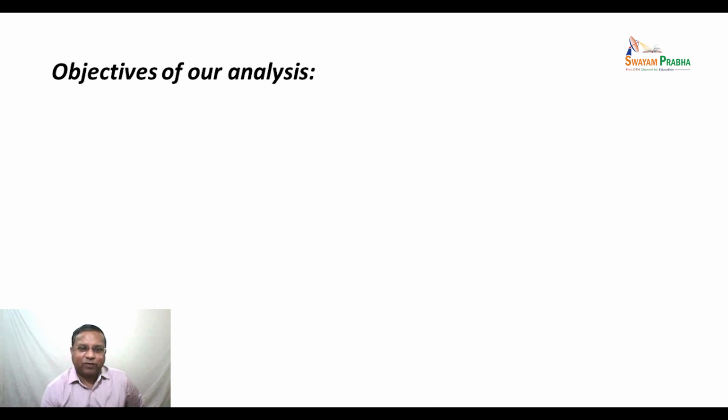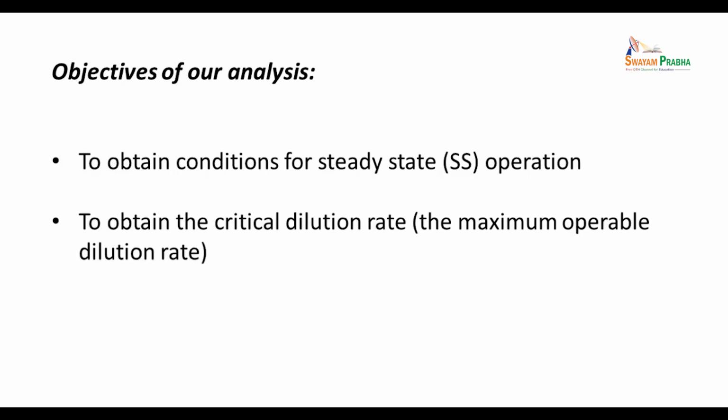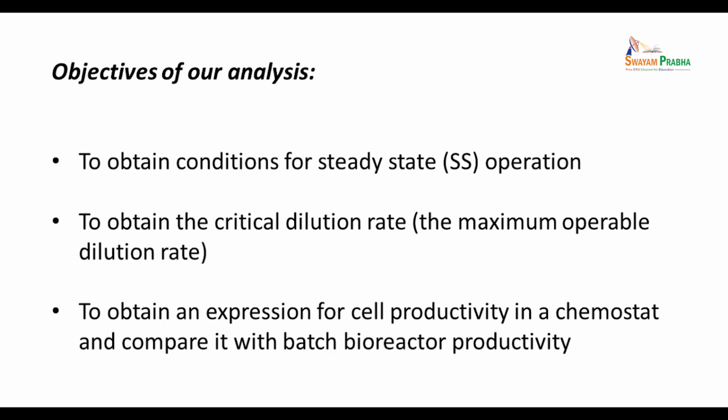The objectives of our analysis would be as follows: to obtain the conditions for steady state operation, to obtain the critical dilution rate, the maximum operable dilution rate, and to obtain an expression for cell productivity in a chemostat and compare it with the batch bioreactor productivity. You might be in for a good amount of surprise here.